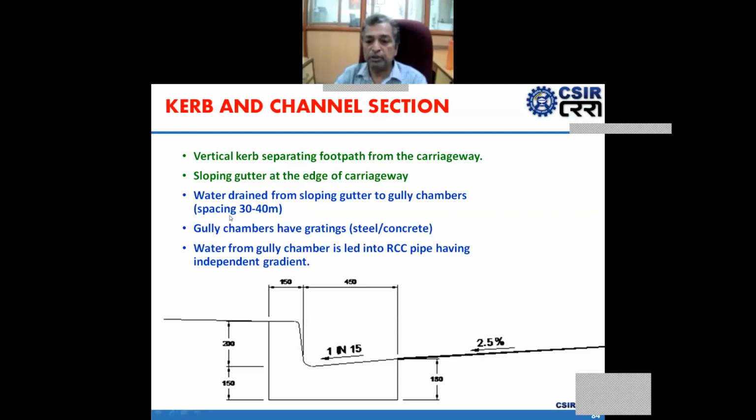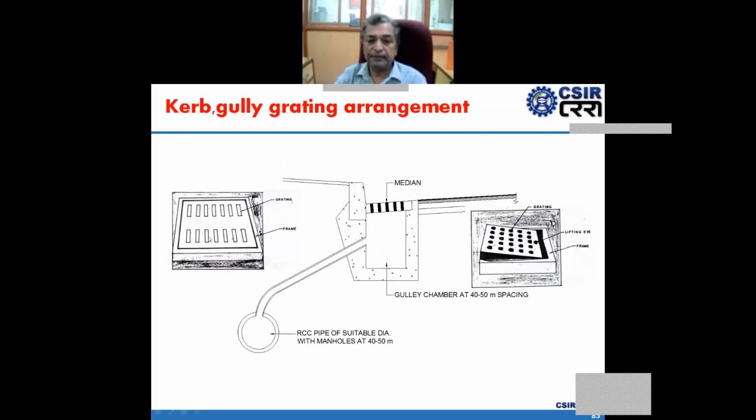The spacing should be around 30 to 40 meters. Gully chambers have grating, steel or concrete. Water from the gully chamber is led into an RCC pipe having an independent gradient. So this is the grating frame of that. In that grating, this is the median. This is the RCC pipe.